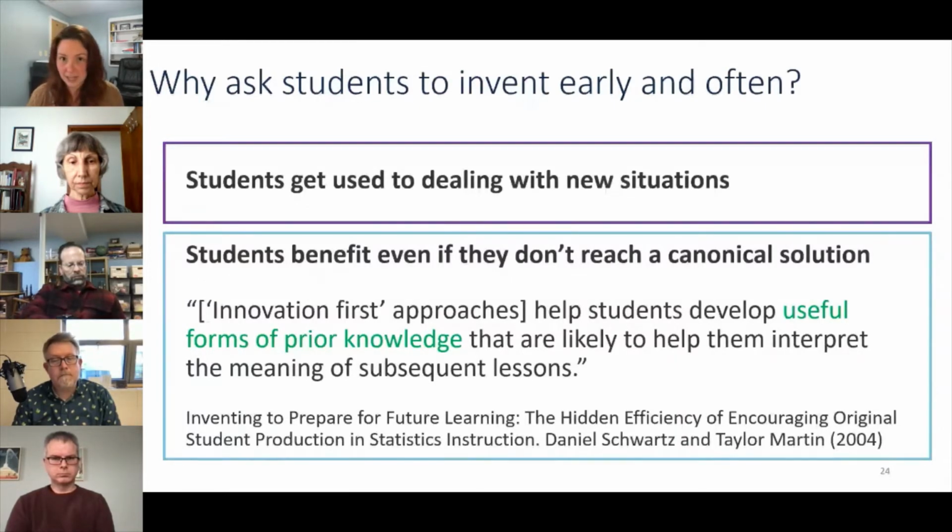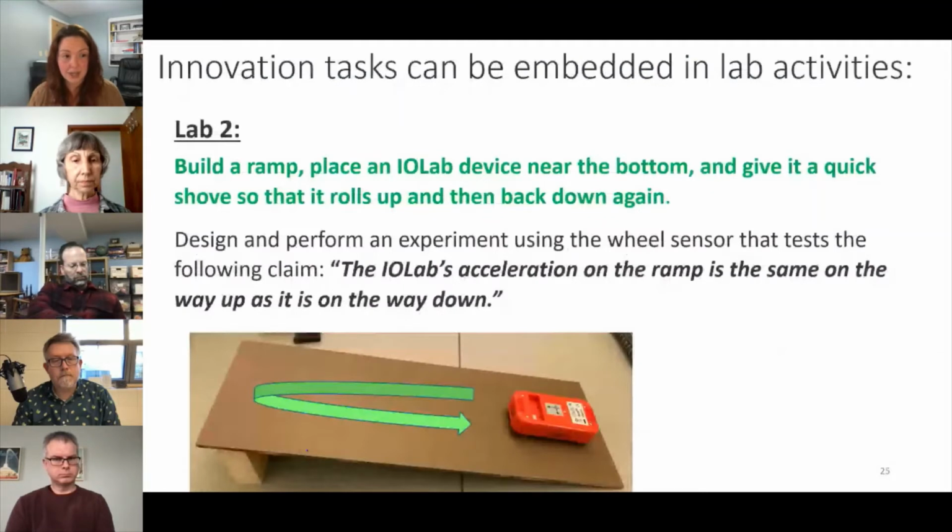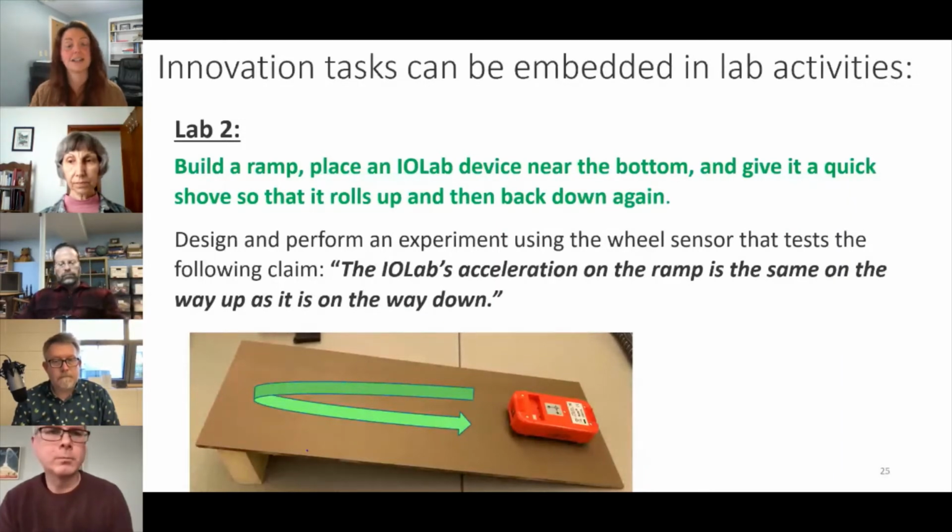So as far as how this looks in lab activities, I'll bring some of the ones we've been using at Illinois as an example. This is from, I would say, the first real lab that we do with our mechanics students, both algebra and calculus based. What we ask them to do is to use the IO lab, which has a wheel encoder in it, so it can collect data on its position, velocity, and acceleration. We just ask them to look at it rolling up and down a ramp and to test the claim that the acceleration is the same on the way up as it is on the way down.